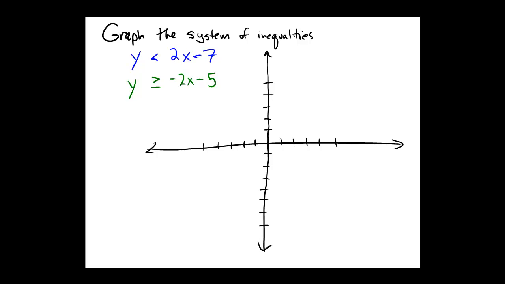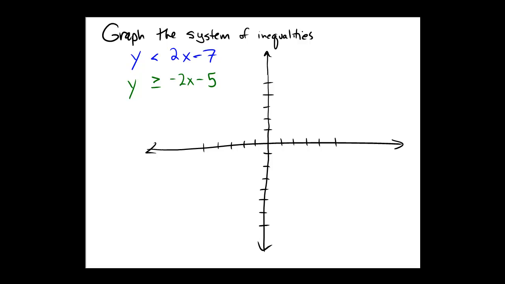Graph the system of inequalities y less than 2x minus 7 and y greater than or equal to negative 2x minus 5. Initially there are two inequalities here that need to be graphed on the Cartesian plane, and then we need to shade the appropriate region for which both of those inequalities are satisfied.